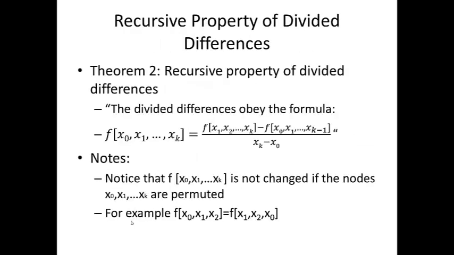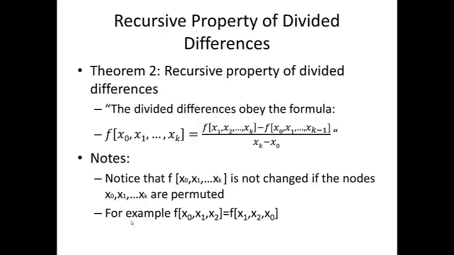This recursive property is given in Theorem 2. The divided differences obey the recursive formula: the divided difference f[x0, x1, ..., xk] is equal to f[x1 through xk] minus f[x0 through x(k-1)], divided by (xk minus x0).